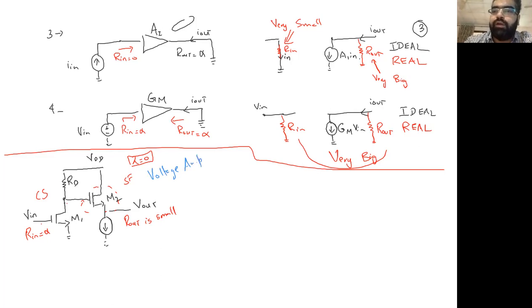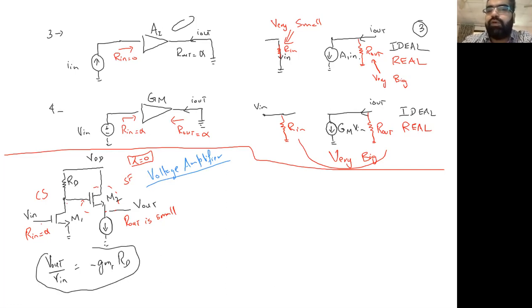Okay. And what is the gain of this amplifier? Assuming lambda is equal to 0, so R0 is infinite, we can write V out by V in is equal to minus GM1 RD. This is a source follower. Since R0 is infinite, we assume that this M2, the source follower, has a unity gain. So it's minus GM1 times RD. So that is a voltage amplification.